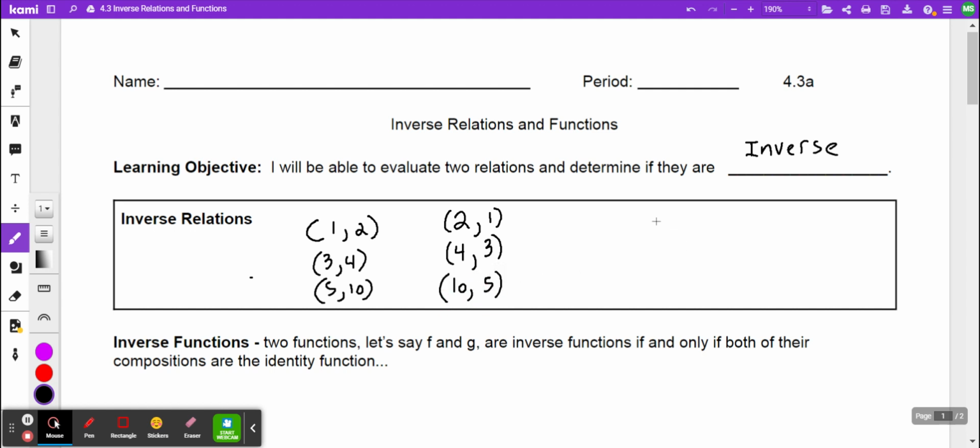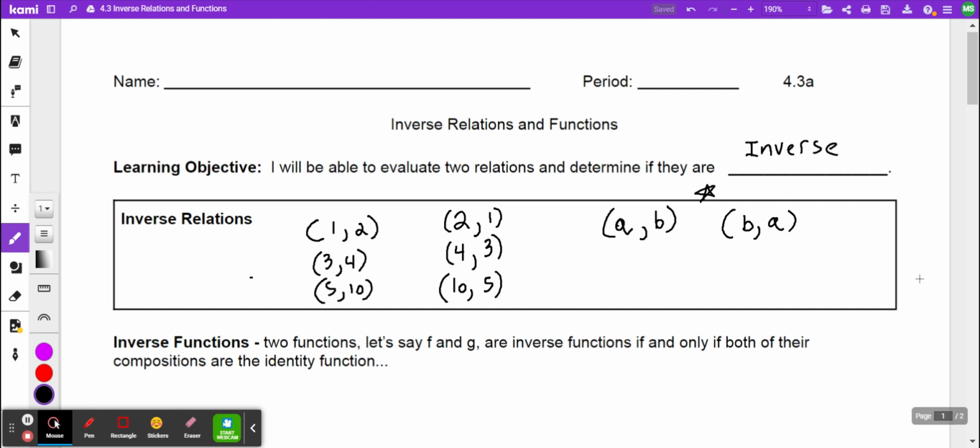Now, if we're going to use letters, we could say A comma B. And what would that turn into? The inverse of that would be B comma A. All right. So what does that mean?